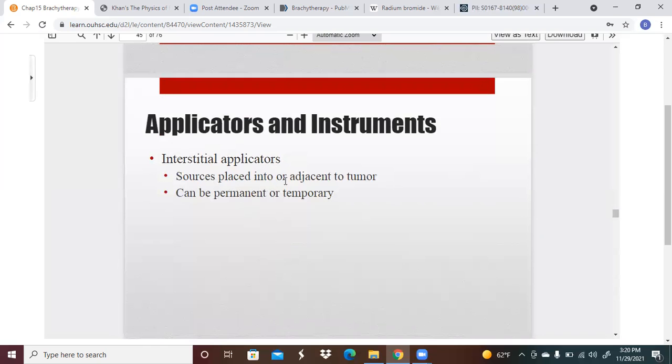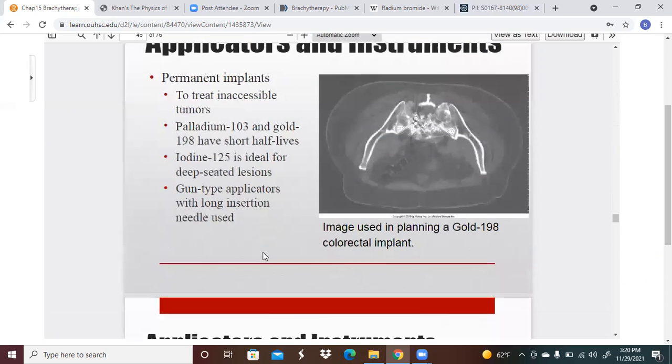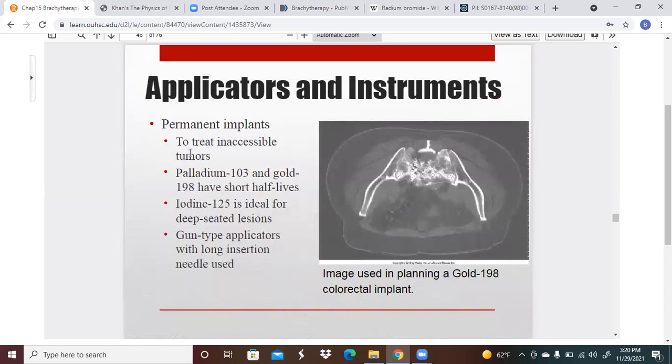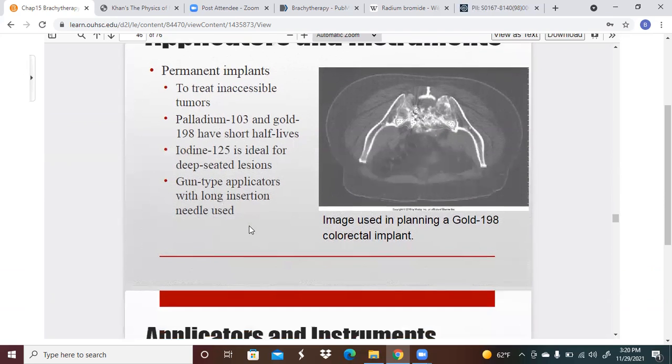Interstitial applicator sources are placed into or adjacent to tumors, and can be permanent or temporary. Permanent implants are used to treat inaccessible tumors. So palladium 103 and gold 198 have short half-lives. Iodine 125 is ideal for deep-seated lesions. Gun type applicators with a long insertion needle can be used. So if you've got a colorectal implant, you can kind of see what's going on here in this particular image. Boy, that looks like a mess. Glad I'm not involved with that.